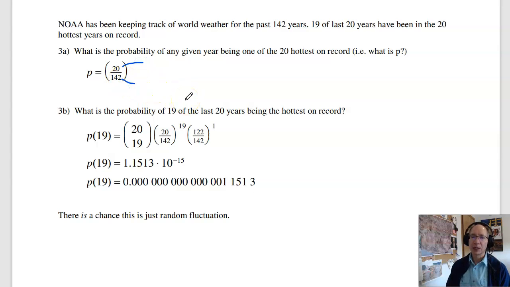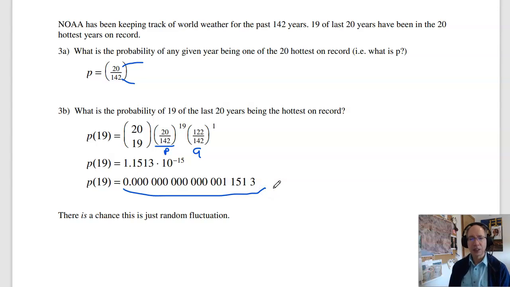So this is a binomial distribution. Here's the probability of a heads. Here's a probability of a tails, or it's not in the top 20. Probability of 19 of the last 20 would be 20 choose 19, times p to the 19th, q to the 1. Multiply it out, and that's what you get.